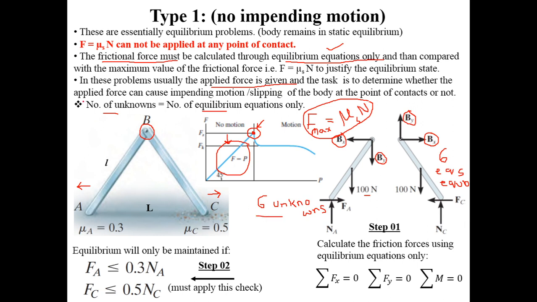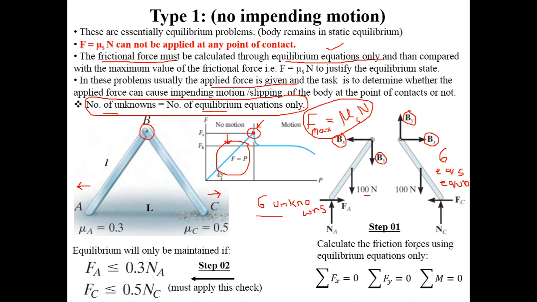This means that this statement is satisfied. You look at this statement has been satisfied because we have six unknowns and we have six equilibrium equations. And for type 1 problem, the number of unknowns must be equal to the number of equilibrium equations. So this is how you identify a type 1 problem.